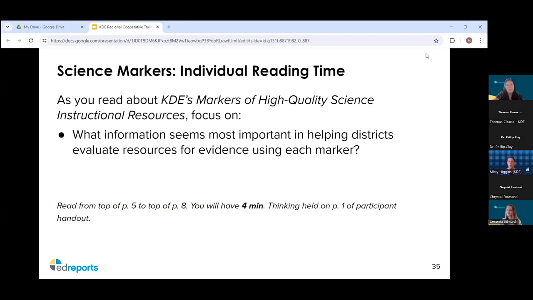We're going to give you about 4 to 5 minutes to skim through those. Again, just making note of what seems really important here in helping districts to evaluate resources for evidence using each marker. What questions can we answer, or is anyone having any issues accessing the document? Okay, then we'll pause right now and give you some individual reading time.